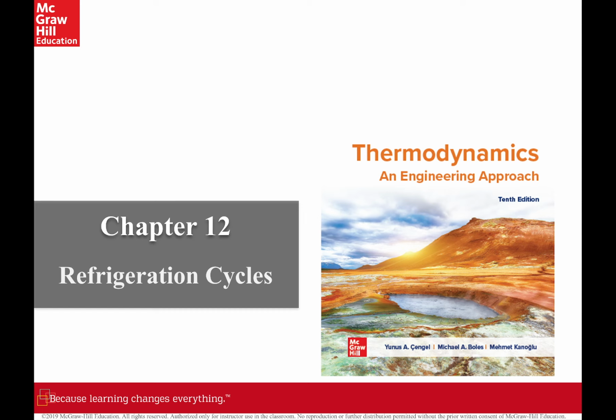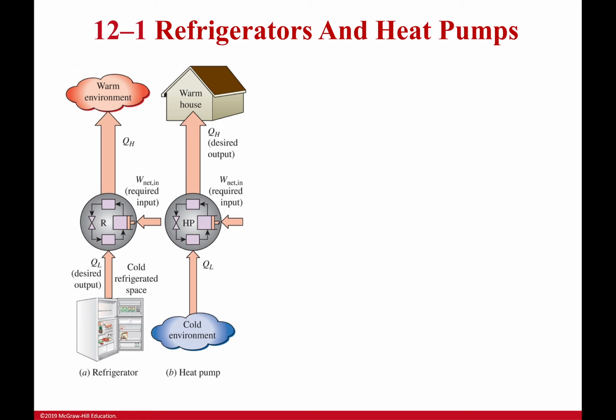So, in the past we were producing power. And so if I was looking at it before, it was going this way. Power was going out of our system. However, now we're doing the opposite. We are going to use power to move heat from a cold environment to a hot environment. That can't happen naturally, and so we have to use power to do that. And so we do that through a refrigerator or a heat pump.